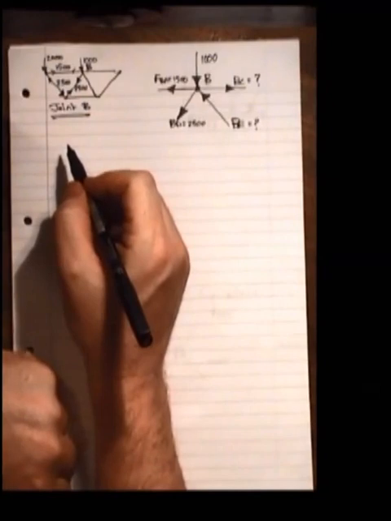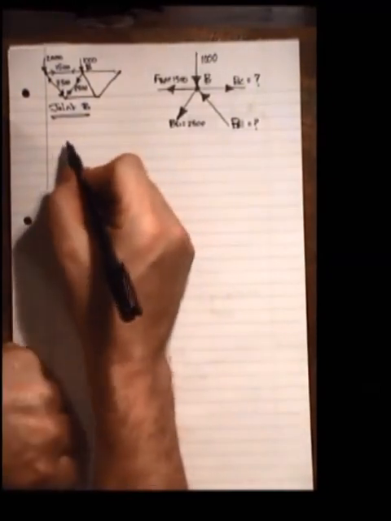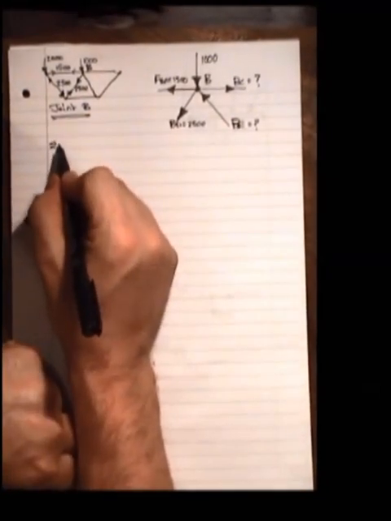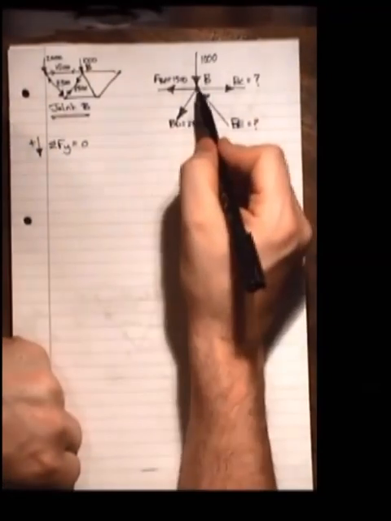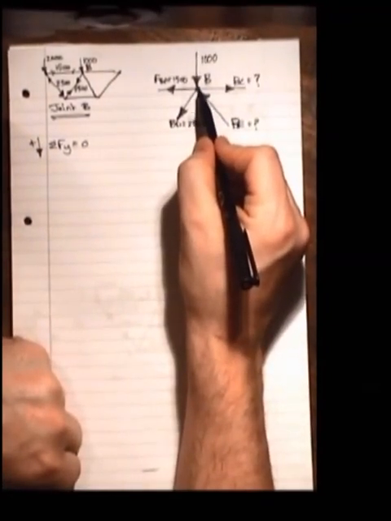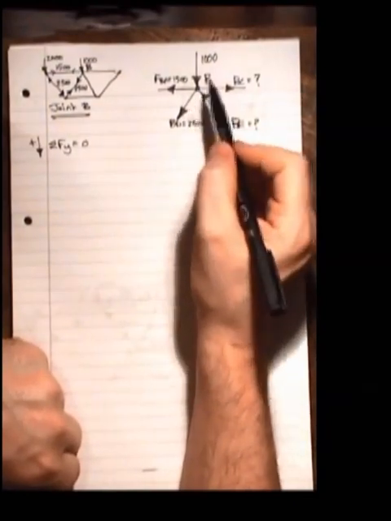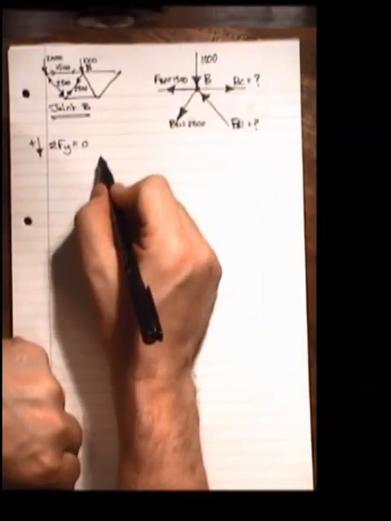So let's look at our sum of forces. Sum of forces in the y direction equals 0, and we'll say that everything going down is positive. So trying to keep this node at B still, we've got 1,000 coming down.